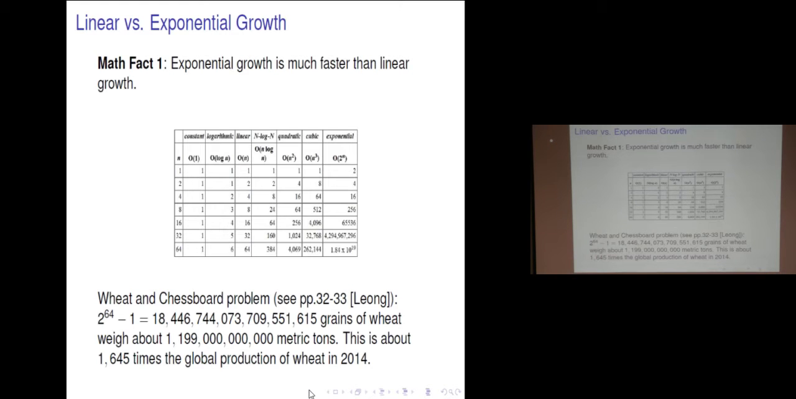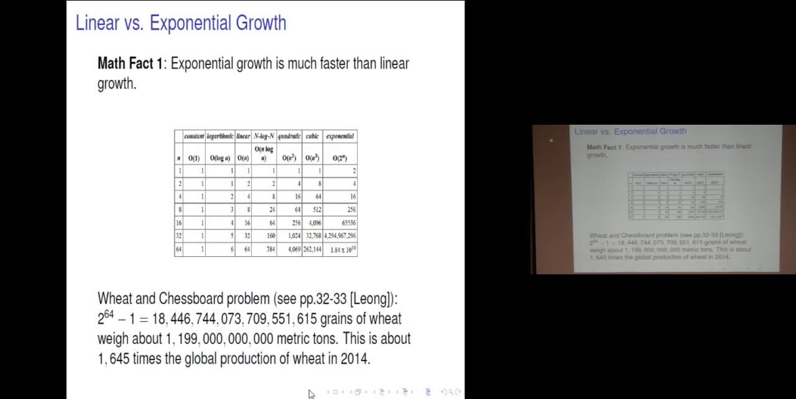The king, at the very beginning, was very happy. He says, this is nothing, right? It doesn't grow too fast. But it turns out this is an impossible reward, because the number of grains is this. This is more or less 1.8 times 10 to the 19. So it's such a long number. This is the number of grains the king would give to the inventor.